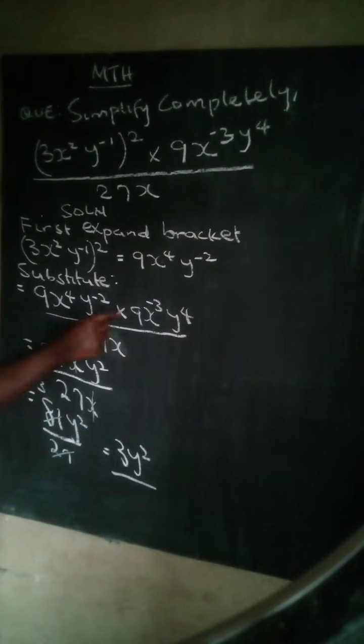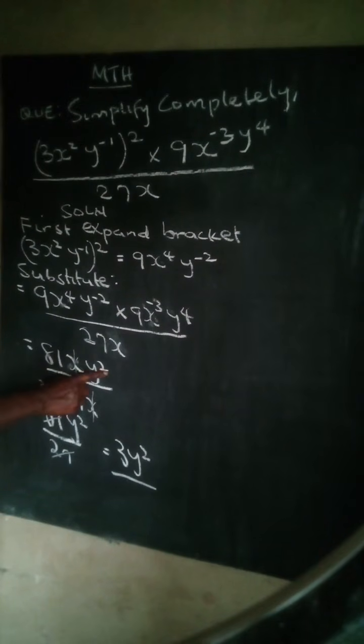9 times 9, 81. s raised to power 4 times s raised to power 3. First law of indices, common base s. What do we do to the powers? We add the powers. So if you add 4 plus minus 3, it will give you what? 1. And that is s raised to power 1, which is the same thing as what? s. Then y: minus 2 plus 4 will give us what? y raised to power 2.